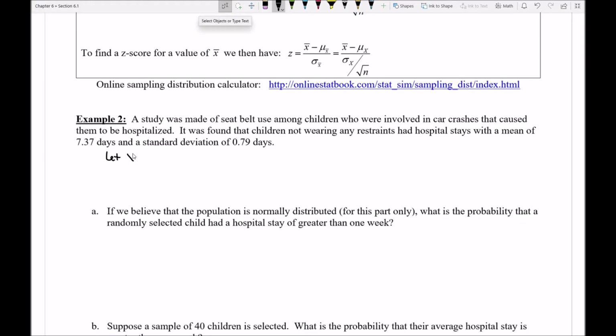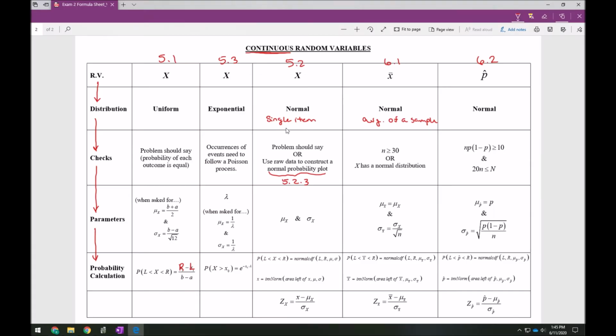So I can say, how about we let x represent the length of stay for a child at the hospital. Okay, this is what I'm working with. And I guess I'm not really told anything about what distribution I have. I can't really say that it's a normal distribution because the problem doesn't say that, and I don't have any raw data.